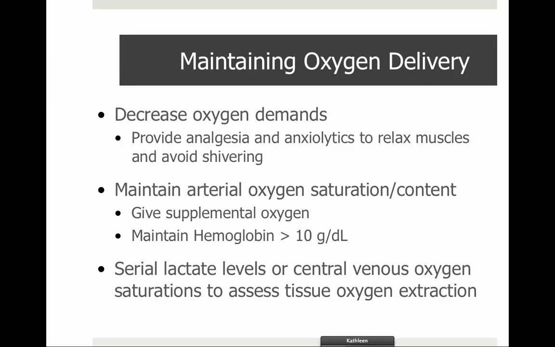Maintaining oxygen delivery. We want to decrease oxygen demands, so we're going to provide analgesia and anti-anxiety medications to relax muscles and avoid shivering. We want to maintain arterial oxygen sat, give supplemental oxygen, and we want to at least maintain a hemoglobin of greater than 10. We will be getting serial lactate or central venous oxygen saturation to assess tissue oxygen extraction. SMVO2, big S, MVO2, is mixed venous oxygen saturation from a pulmonary artery catheter. And then central venous oxygen saturation, ScvO2, is from a central line.